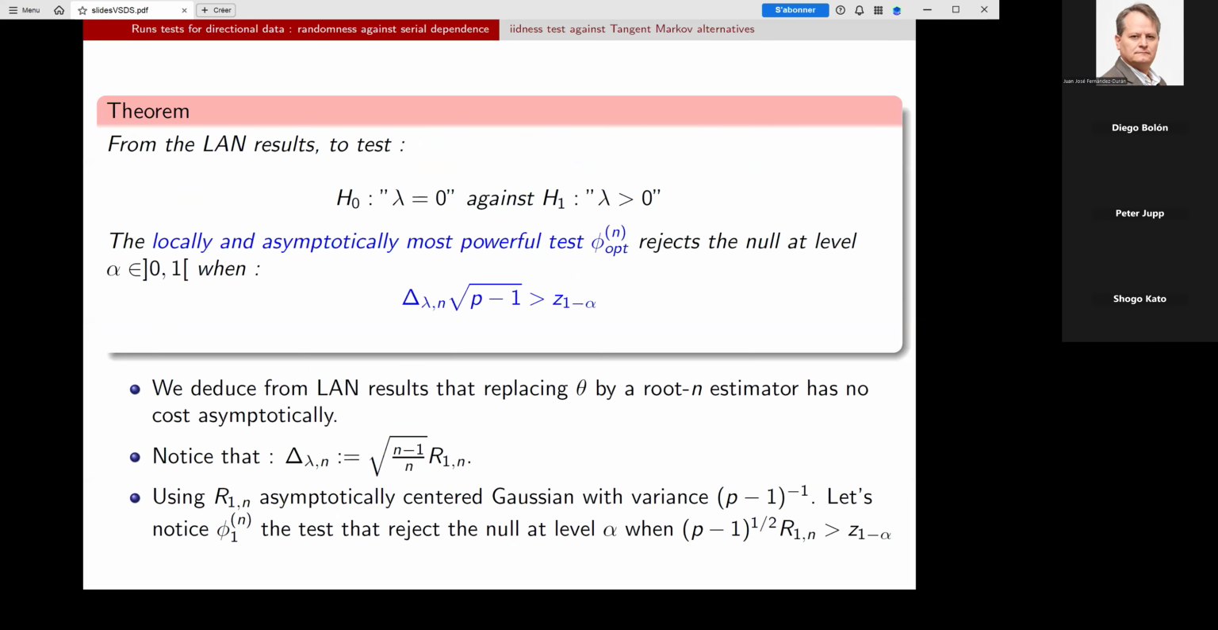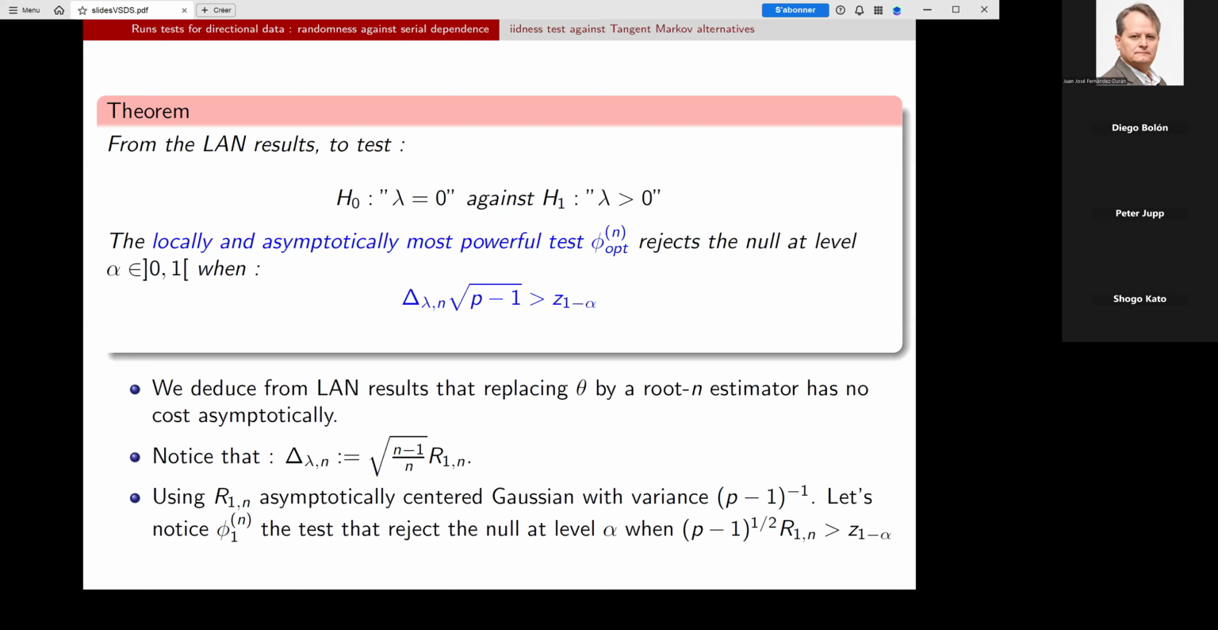So from this LAN result, we have a very interesting result: for the test of lambda equals 0 against lambda strictly positive, the locally and asymptotically most powerful test, which we will call phi_opt, will be this test, projecting according to the quantile of the normal distribution.